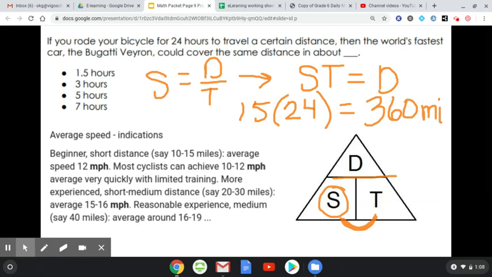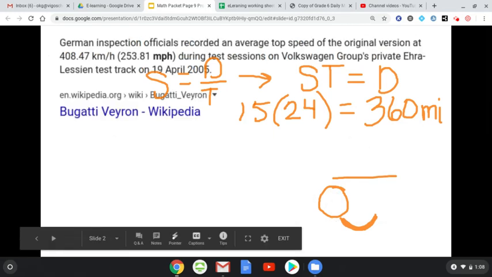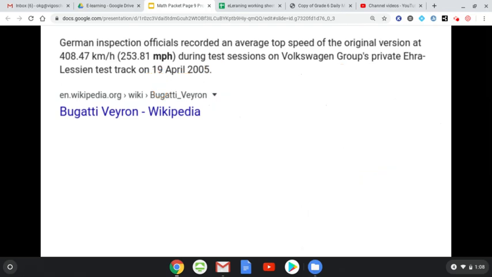So in order to get the Bugatti, we need to figure out, let me pull up my next slide here, how fast a Bugatti goes. And so I did a little research and I found that a Bugatti can go about 250 miles per hour. I'm going to use that in my speed equation again. Speed equals distance divided by time. But we are not going to look for speed. We know the speed, we know the distance, it's that 360 miles, and we're solving for time.